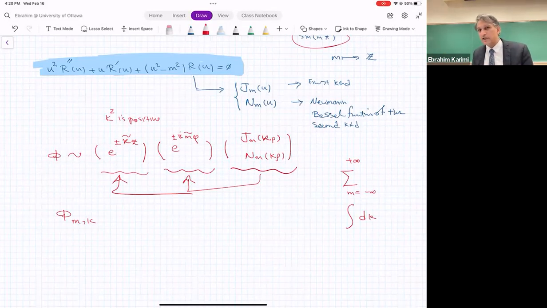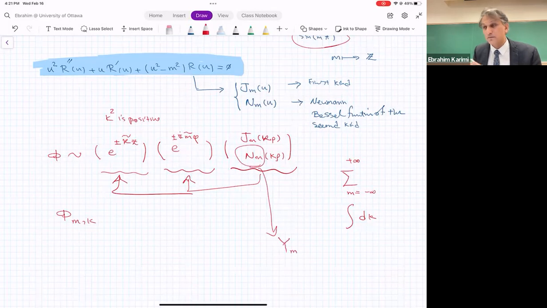We will come back to this, but let's look at the property of Jm and Nm. By the way, in some books, they don't show Nm, they use the label of Ym. This is a Bessel function of the second kind. Don't get confused with spherical harmonics. I'm warning you, that's the reason that I'm not using Ym here. But in some mathematical textbooks, people go with this symbol.